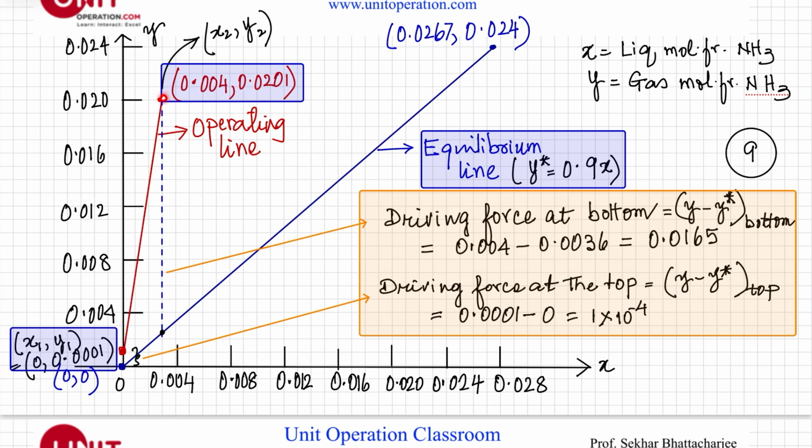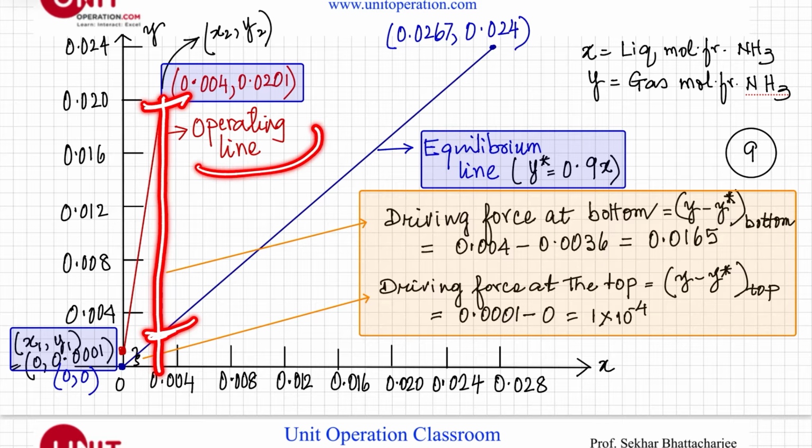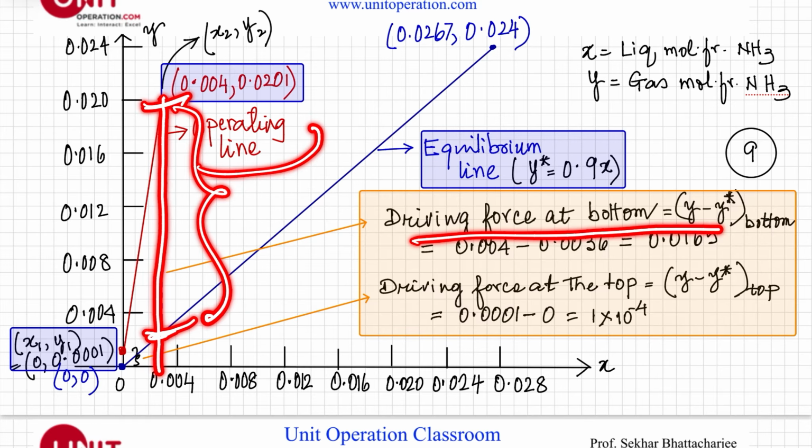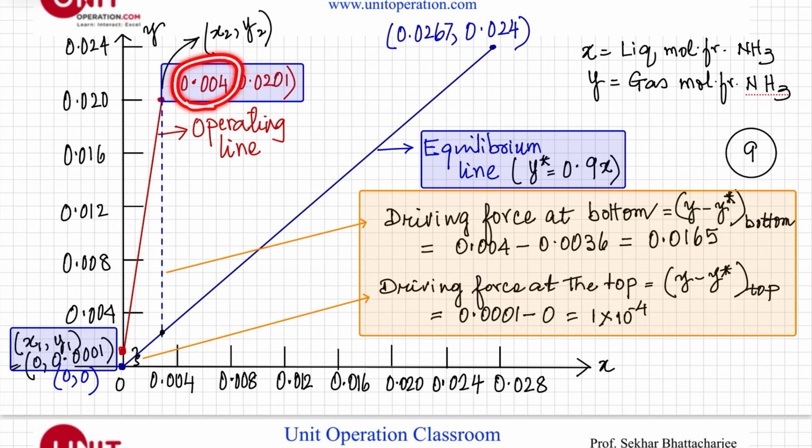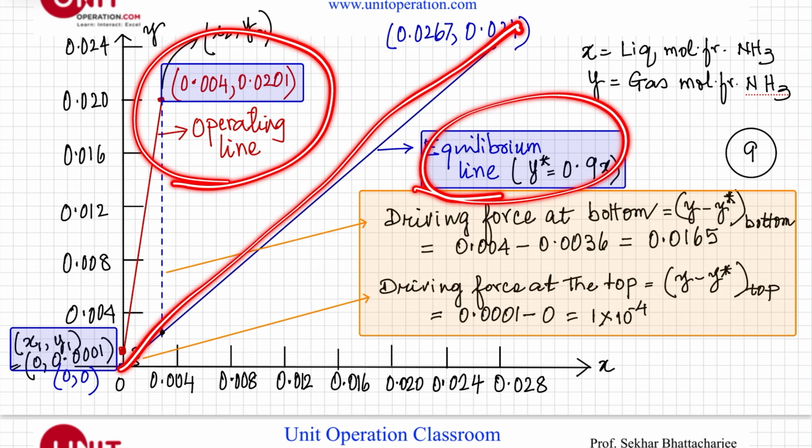At any particular point, the difference between y minus y star is of course the driving force. The driving force at the bottom is 0.0165. The driving force at the bottom is 0.004 minus, of course, the corresponding value 0.0036 right here. So that's the driving force at the bottom of the column. Similarly, at the top of the column, the driving force is 0.01 minus 0. So the driving force is changing quite significantly from the bottom to the top. This is my equilibrium line, and this is my operating line.